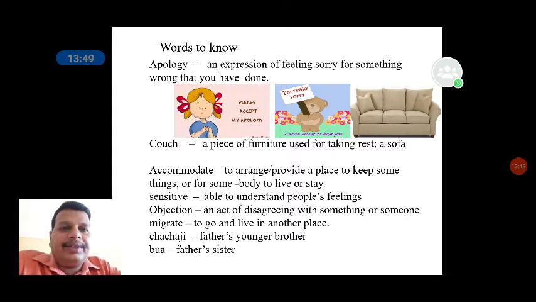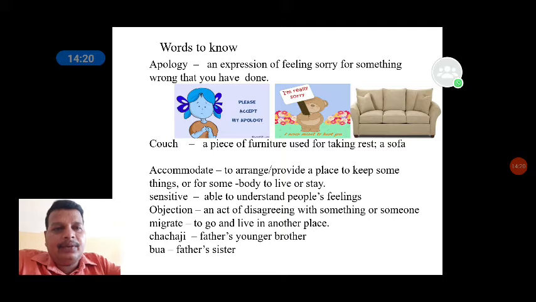Which are the difficult words in this lesson? Observe them. For example, apology: an expression of feeling sorry for something wrong that you have done is called an apology. Make a sentence: please accept my apology. That is either I am sorry, I am really sorry. We ask for an apology, or say sorry.